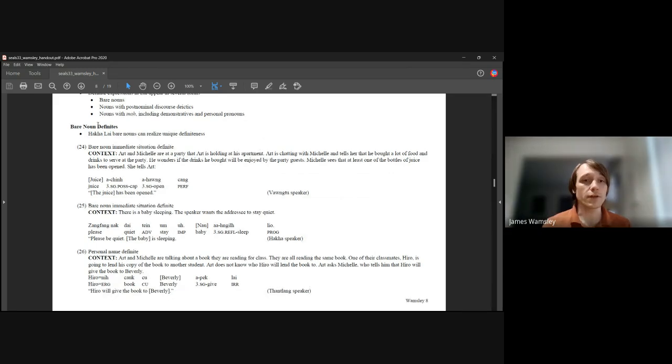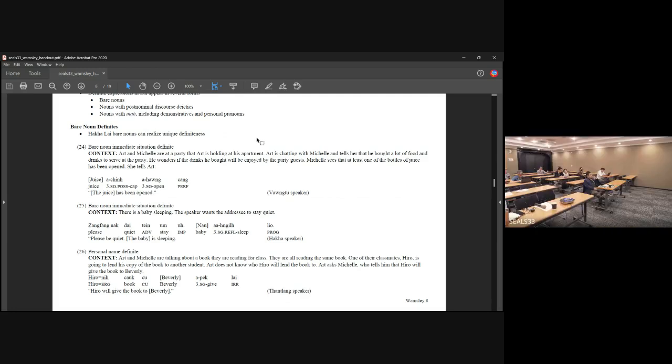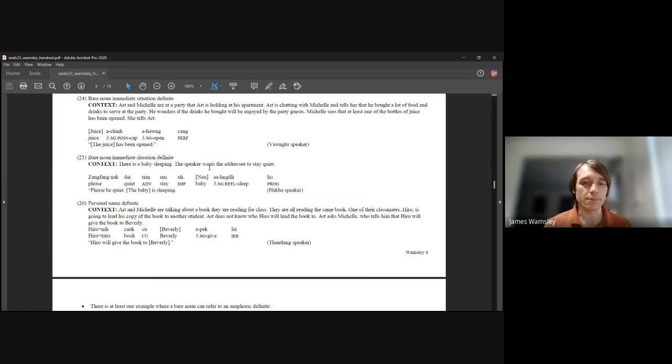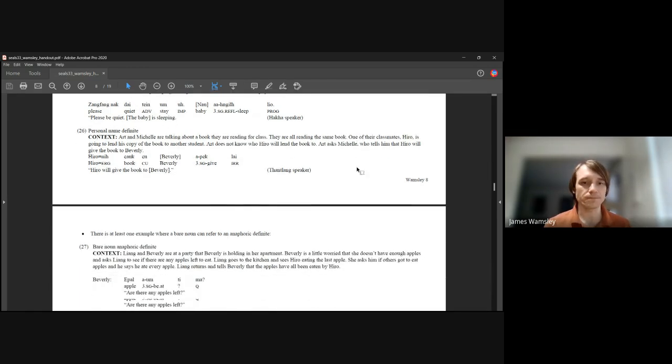So firstly, regarding bare noun definites, they can realize unique definites. Unique definite reading. So we see in 24 and 25, 25 being a clear example where there's one baby, it's sleeping, and referring to the baby, we have simply now, which means baby, a bare noun, definite.